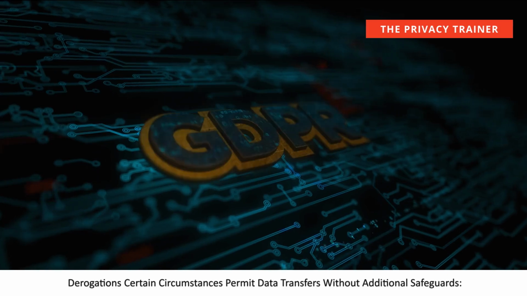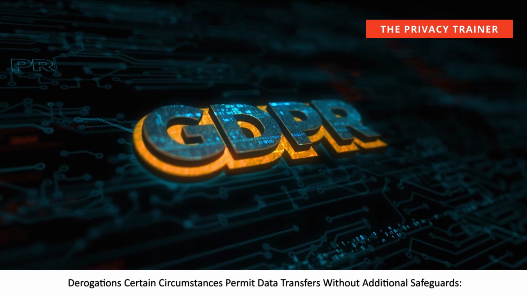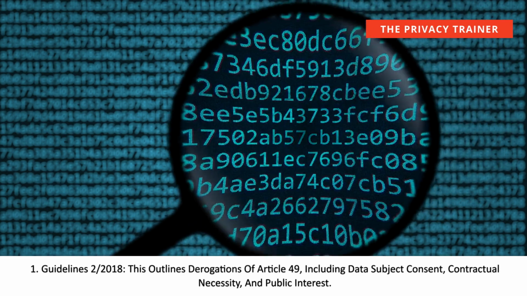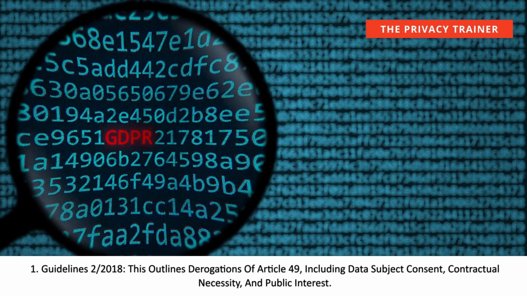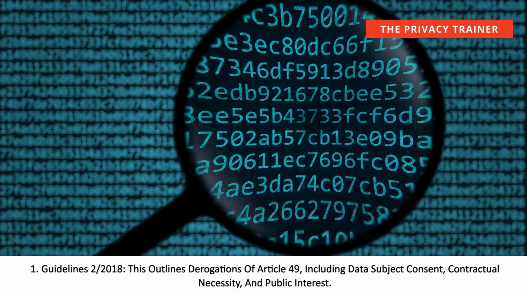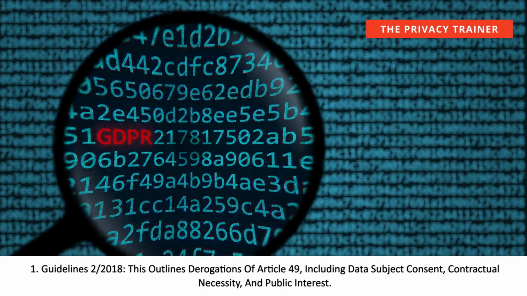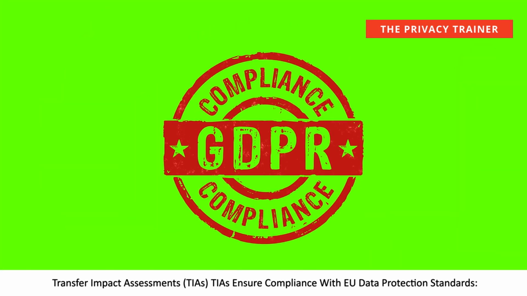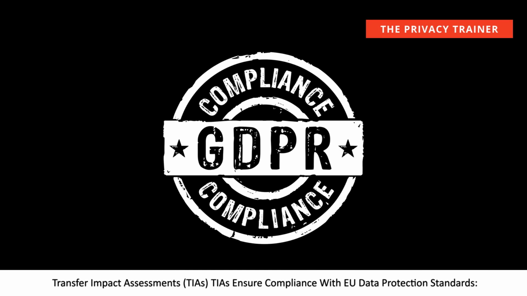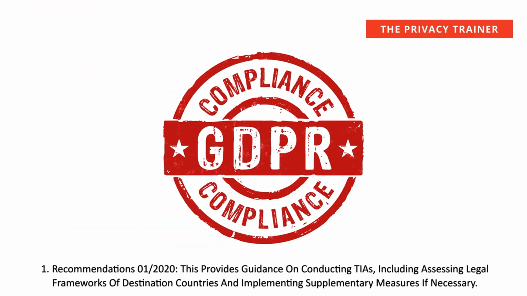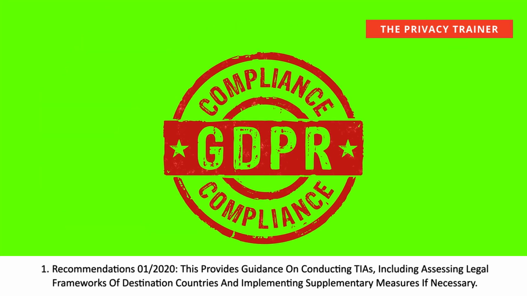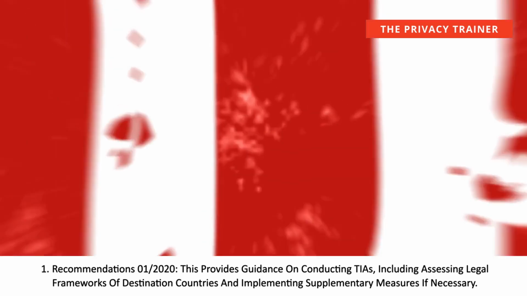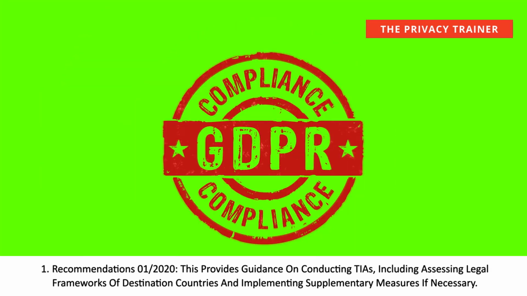Derogations. Certain circumstances permit data transfers without additional safeguards. Guidelines 2/2018. This outlines derogations of Article 49, including data subject consent, contractual necessity, and public interest. Transfer impact assessments, TIAs. TIAs ensure compliance with EU data protection standards. Recommendations 01/2020. This provides guidance on conducting TIAs, including assessing legal frameworks of destination countries and implementing supplementary measures if necessary.